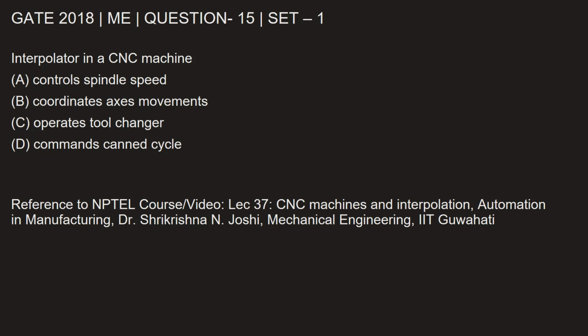This question is from GATE 2018 Mechanical Engineering paper, Set 1, question number 15. Interpolator in a CNC machine. Option A, controls spindle speed. Option B, coordinates axis movements. Option C, operates tool changer. Or option D, commands canned cycle.